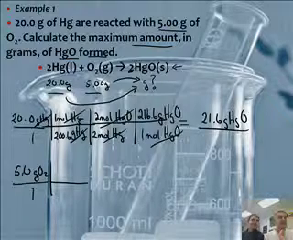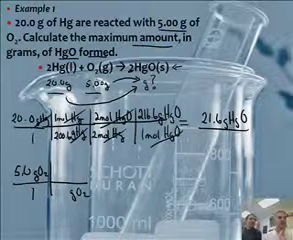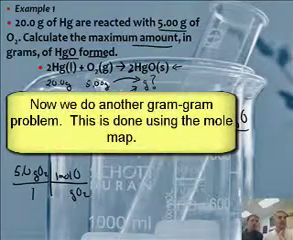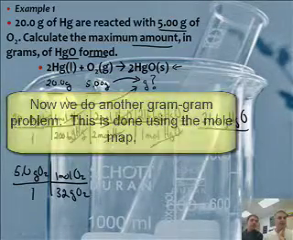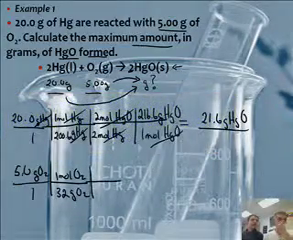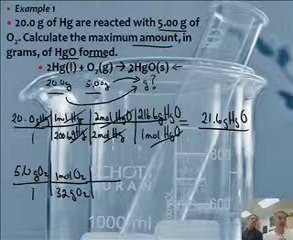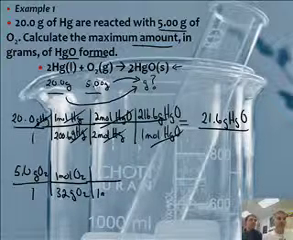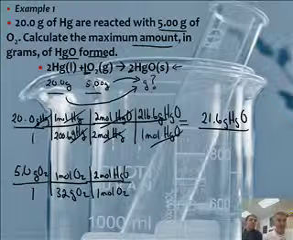Okay, so we have grams of oxygen to 1 mole of oxygen. I don't even need a periodic table for that one. That's 32. Don't put 16, it's a diatomic molecule, O2. And then we're going to say 1 mole of O2. That 1 comes from the balanced equation right there. And 2 moles of HgO.